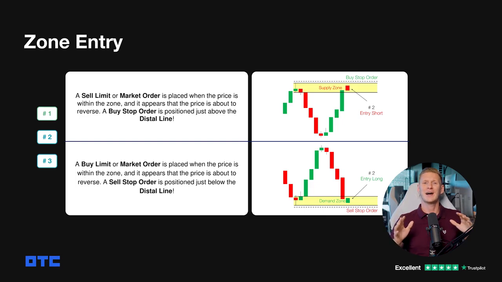The second entry type is a zone entry. For a short trade, you place a sell limit order or a market order once price has already entered the supply zone and is showing signs of reversal. Your stop loss, a buy stop order, is positioned just above the distal line of the zone. For a long trade, you place a buy limit order or a market order once price is already within the demand zone and appears to be reversing. Your stop loss, a sell stop order, is positioned just below the distal line of the zone.